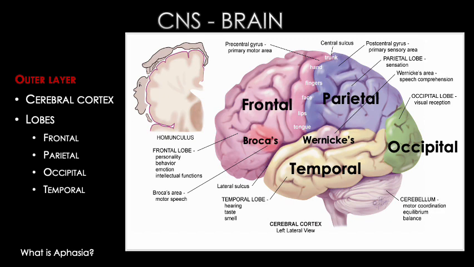Additionally, we have two areas called Wernicke's and Broca's. Wernicke's, which is located at the temporal lobe, is associated with language comprehension. For example, if the Wernicke's area is damaged, then we have receptive aphasia. This is when your patient might hear a word, but the word has no meaning to them. It's like hearing a foreign language or hearing garble. They don't understand. So it's receptive aphasia.